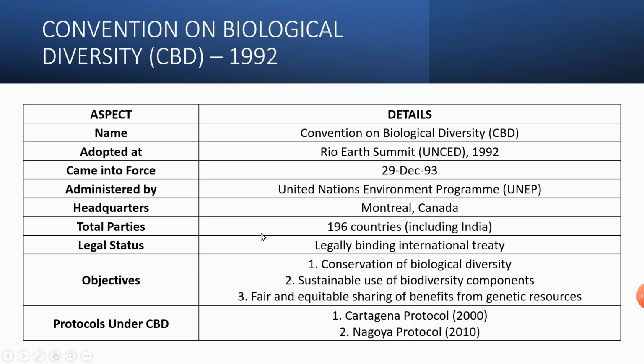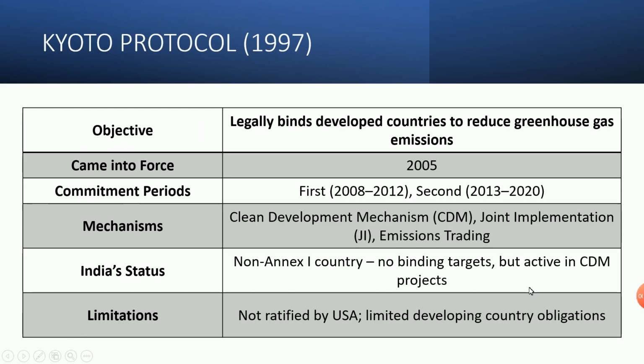Similarly, there are certain protocols under CBD. First is the Cartagena Protocol, formed in 2000, then the Nagoya Protocol, formed in 2010. Now comes the Kyoto Protocol. It was first originated in 1997 but established only in 2005. It legally binds developed countries to reduce greenhouse gas emissions.